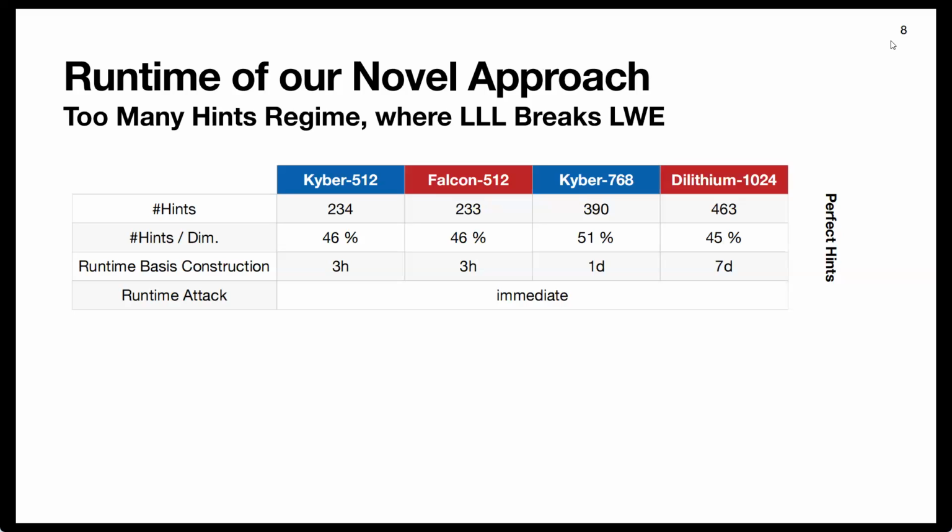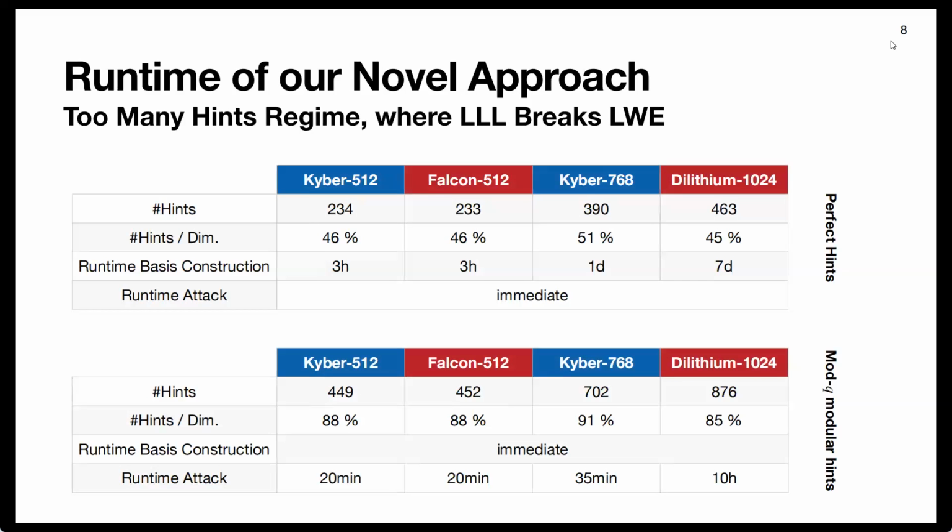But at the beginning, I said that we also have a second algorithm that works on Q modular hints. I would also like to show you some results of that. So here it's kind of the opposite. Here the basis construction runtime is basically nothing, right, because the algorithm is so efficient. But here we don't have this phenomenon that the algorithm will recover the secret on its own. Instead, we still have to run the attack afterwards, but as you can see, that is still very efficient. Even for the largest thing that we consider for the Dilithium is less than a day, so only 10 hours.